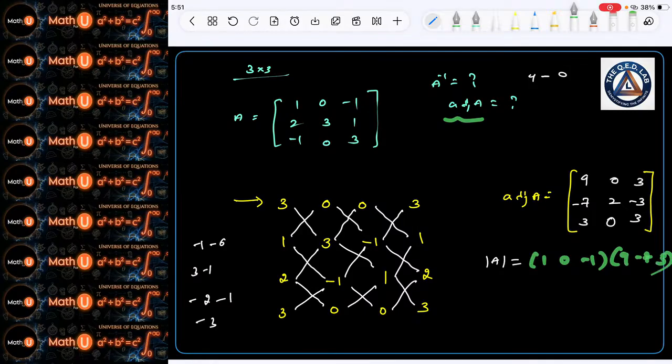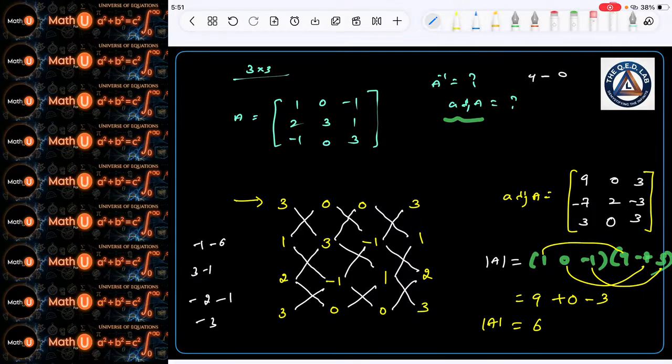Just multiply these elements. 1 into 9 we get 9. 0 into minus 7 plus 0. Minus 1 into 3 we get minus 3, we get 6. Like this we get determinant of A.